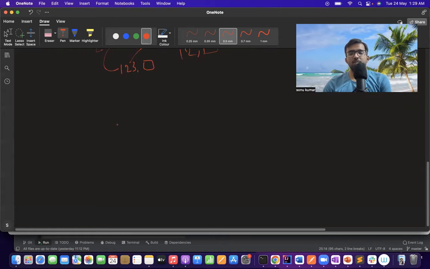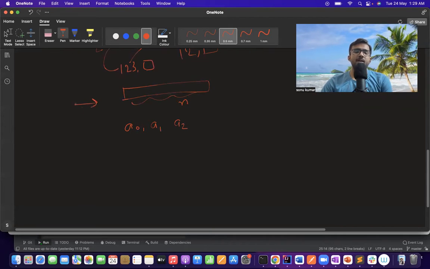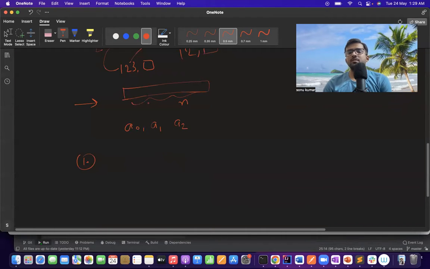So we will do a little bit of mathematics here. Just consider that you have the elements A0, A1, A2, and let's say the array is of size n. Now one observation I want to show you. My question is, if we sort this array, will sorting affect our answer or not? This is the very first question, you need to think carefully. Will sorting affect the answer or not?